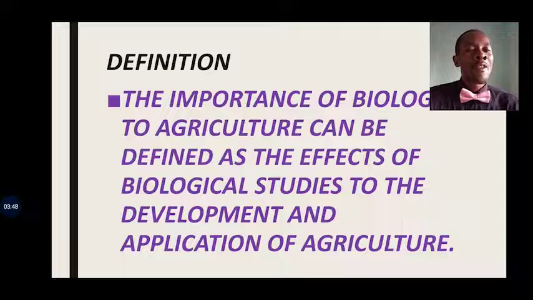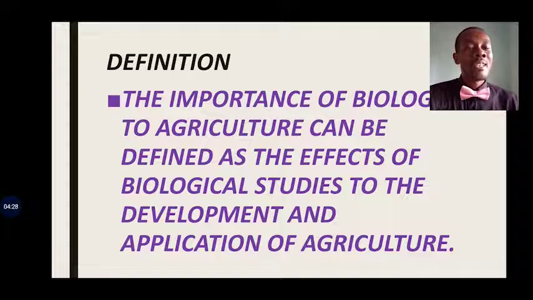Now, if you look at it, crop and animals, they are living organisms, and none is classified as a non-living organism. They all possess characteristics of living things, they all are made up of the basic units of life called cells. And you can't take it away from biology because biology is the anchor, if I may say. Biology is the mother of agriculture. Without biology, agriculture cannot be.